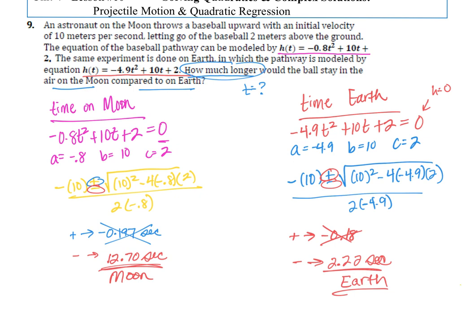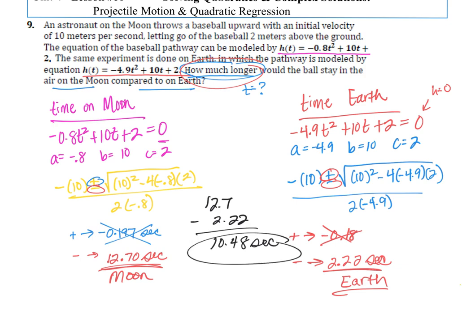So going back to the original question, how much longer will the ball stay in the air on the moon compared to the Earth? We just now have to subtract these two answers. We're going to take our 12.7 and subtract our 2.22, and we get about 10.48 seconds longer that the ball stays in the air on the moon compared to the Earth.